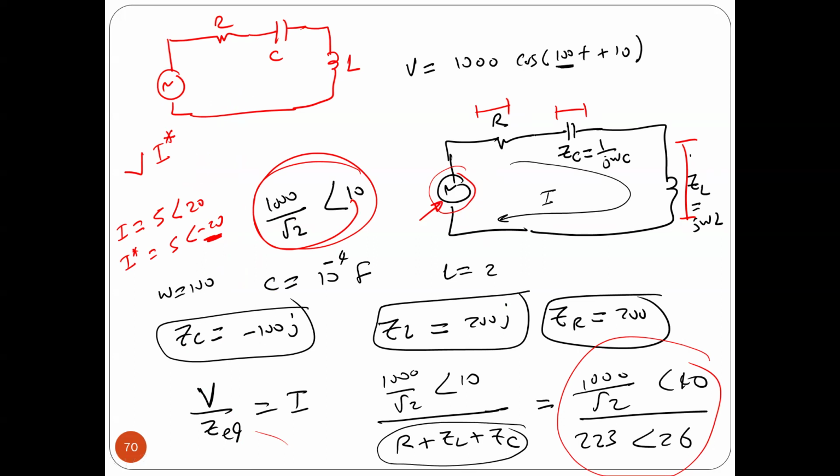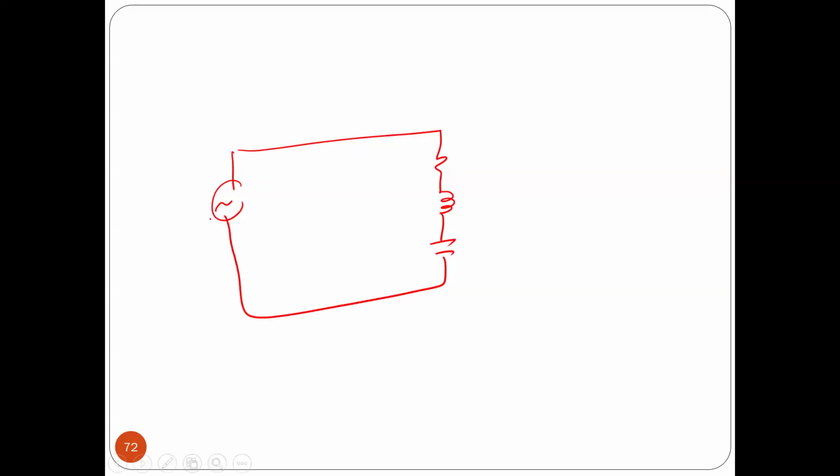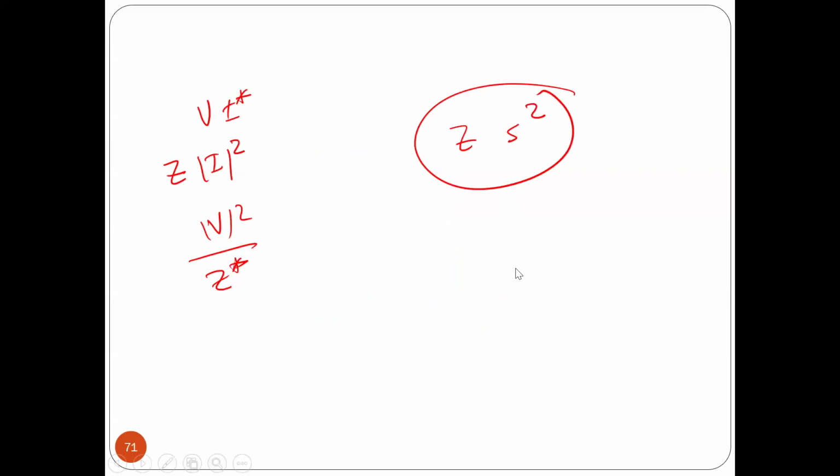For the power factor, assuming this is the load, which has a resistance, then an inductor, and then a capacitor. If I want to calculate the power factor for this load, again, there are different ways you can do it. The easiest way, because you already have Z here. You already calculated Z. What is Z?